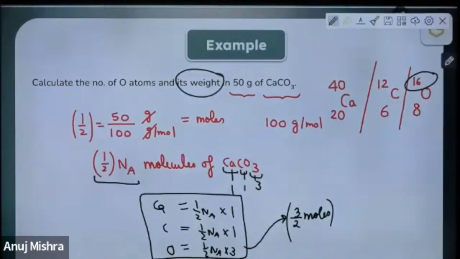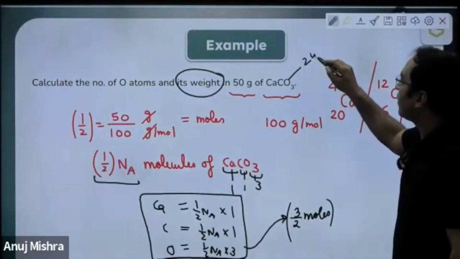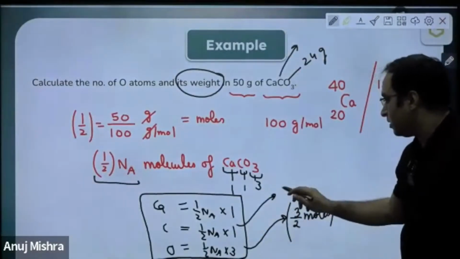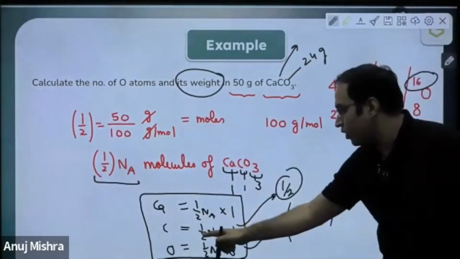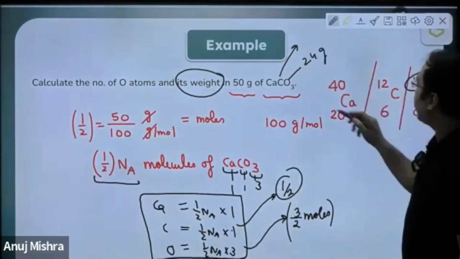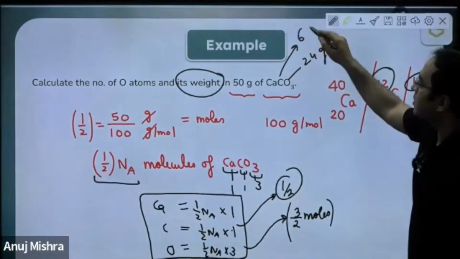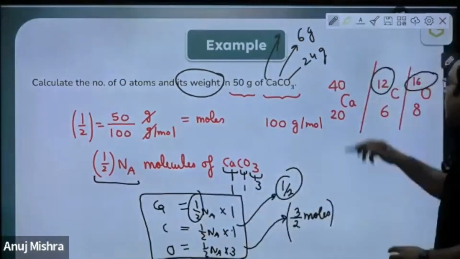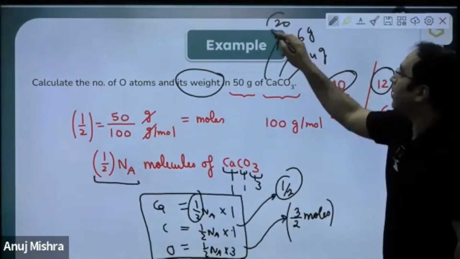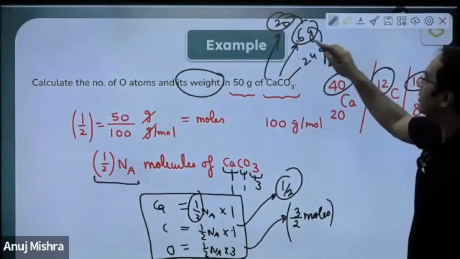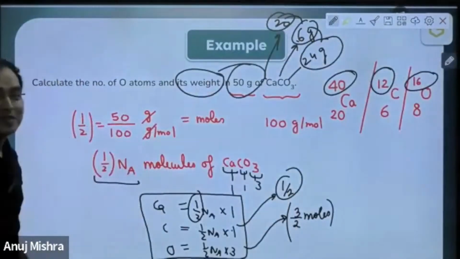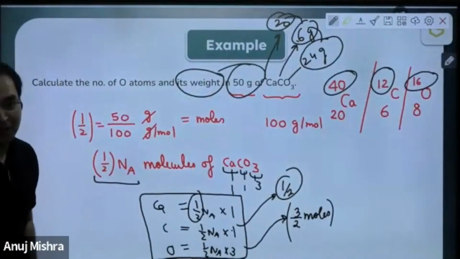24 gram. So oxygen mass is how much? 24 gram. अच्छा, carbon का mass बता दो. Carbon is how many moles? Half mole. Half mole is how many grams? 6. Calcium is how many grams? Half mole. Half into 40? 20. 20 plus 6, 26 plus 24 is how much? 50. So in case you do mistake, you can always check. Total mass should not change.